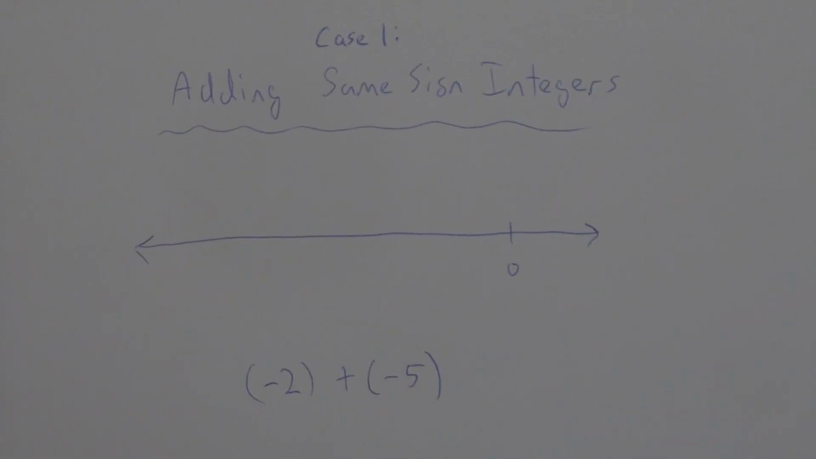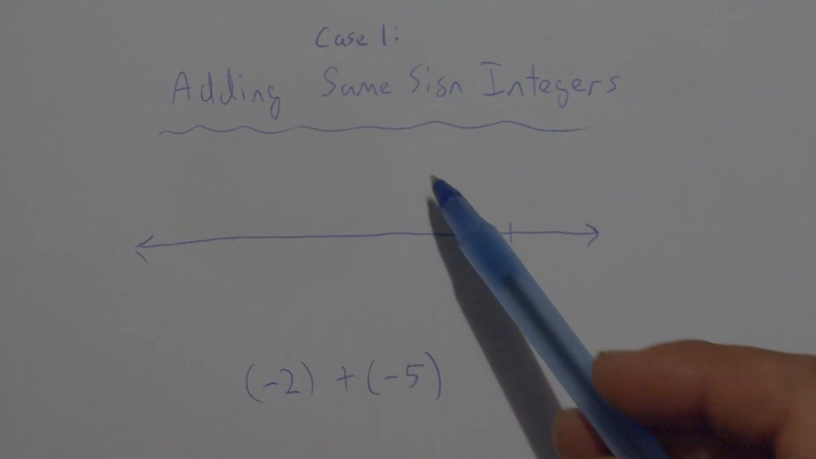So now let's do the same thing, except instead of adding positive same sign integers, we're going to add negative same sign integers. So notice that these are the same signs, right? This is negative, they're the same, and that puts us in case 1, where we're adding same sign integers.